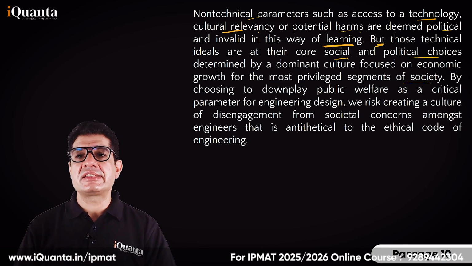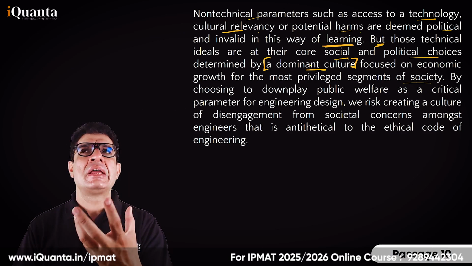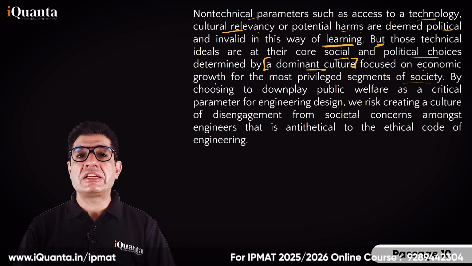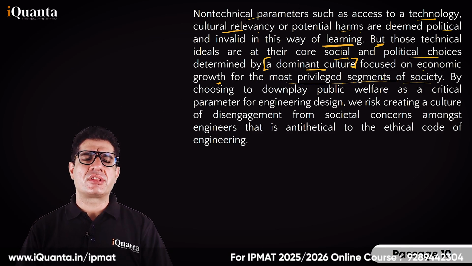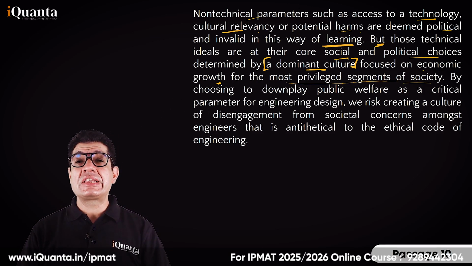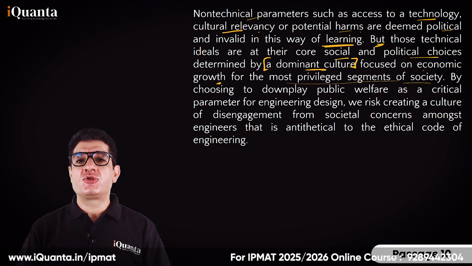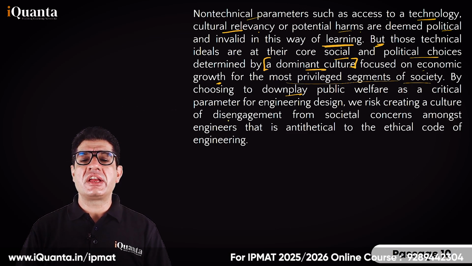But the author says that these social and political choices are being determined by a dominant culture. So within a society, there are some entities which are going to be dominant. These dominant cultures are focused on economic growth for the most privileged segments of society. So they are basically worried more about the rich, the haves, and not the poor and the have-nots. "By choosing to downplay public welfare as a critical parameter for engineering design, we risk creating a culture of disengagement from societal concerns amongst engineers that is antithetical to the ethical code of engineering."